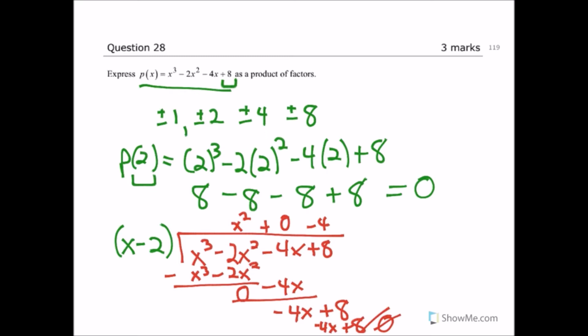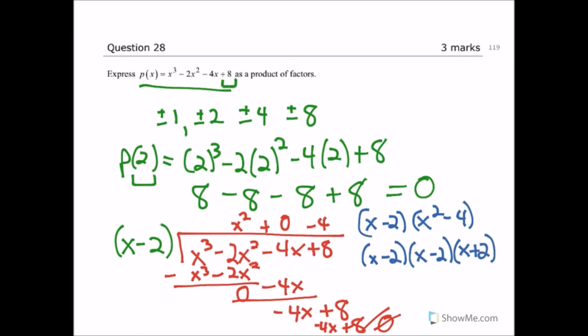Therefore, this looks like x minus 2 times x squared minus 4, which can fully factor into x minus 2, x plus 2, because that's a difference of squares. So this is P of x as a product of factors.